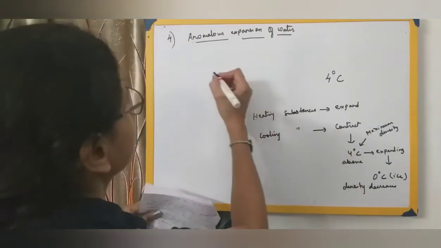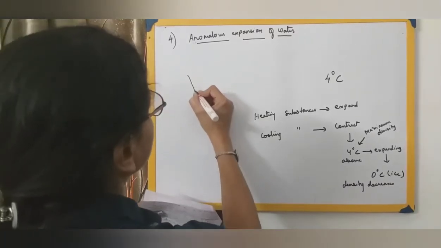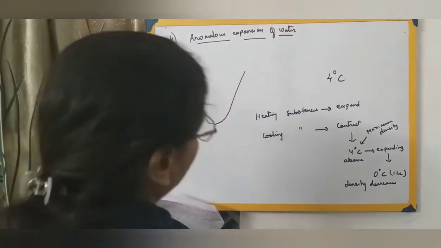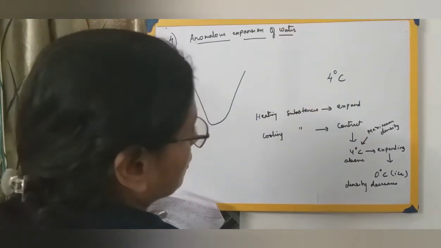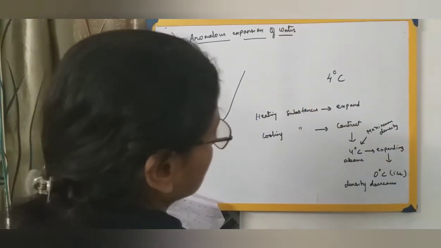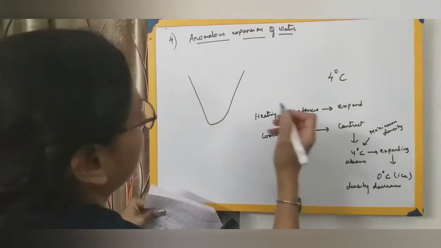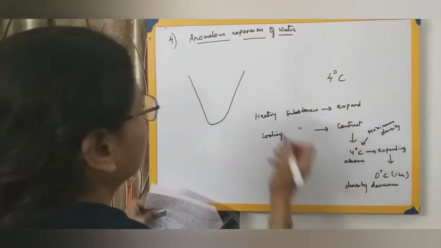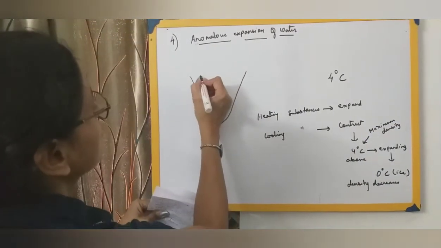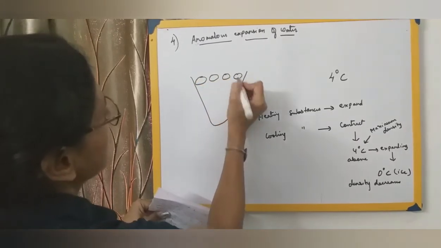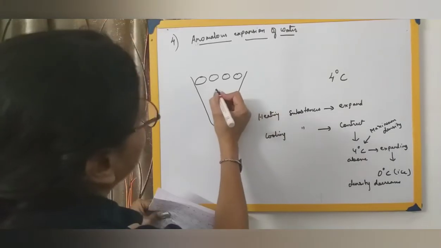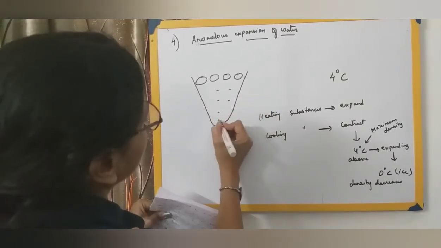You just imagine, suppose this is your sea or a water body. Now as the temperature cools down, as the temperature goes below 4 degrees Celsius, we will find it is forming ice. That is, at 0 degrees it forms ice. So the ice pieces will be at the top, and below it there will be water.